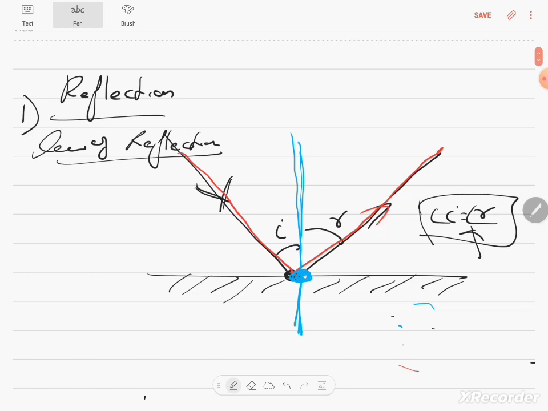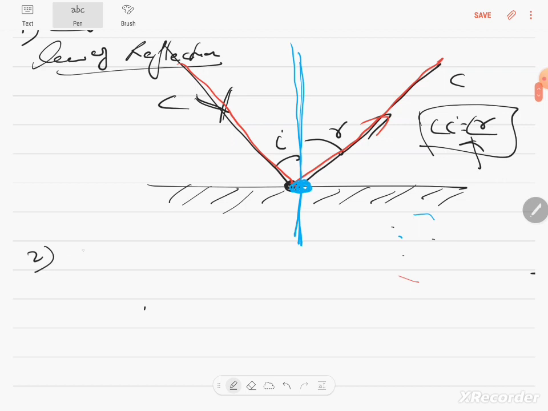In reflection, if you see, the ray is coming in air and going back into air. It's the same medium. So the speed of light in air is c, and it's also going back, the speed of light in air is c. The speed does not change. So let's talk about refraction.